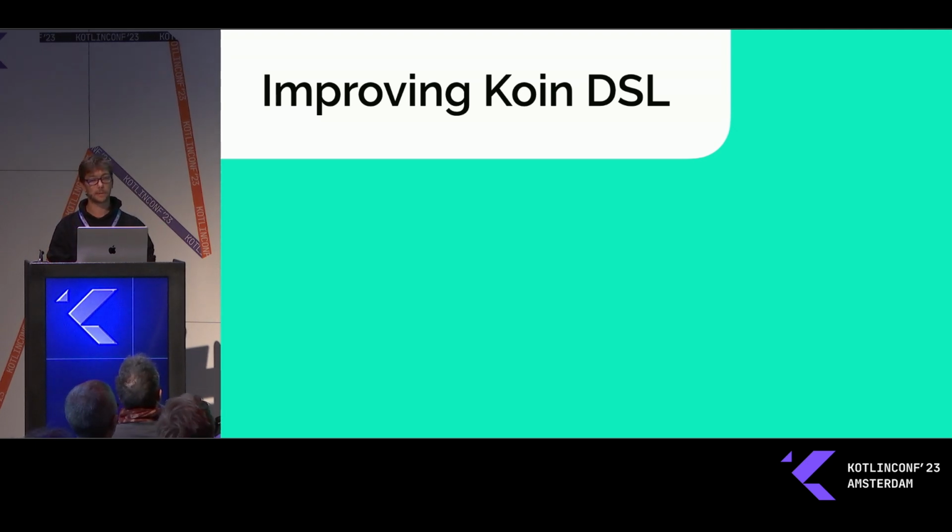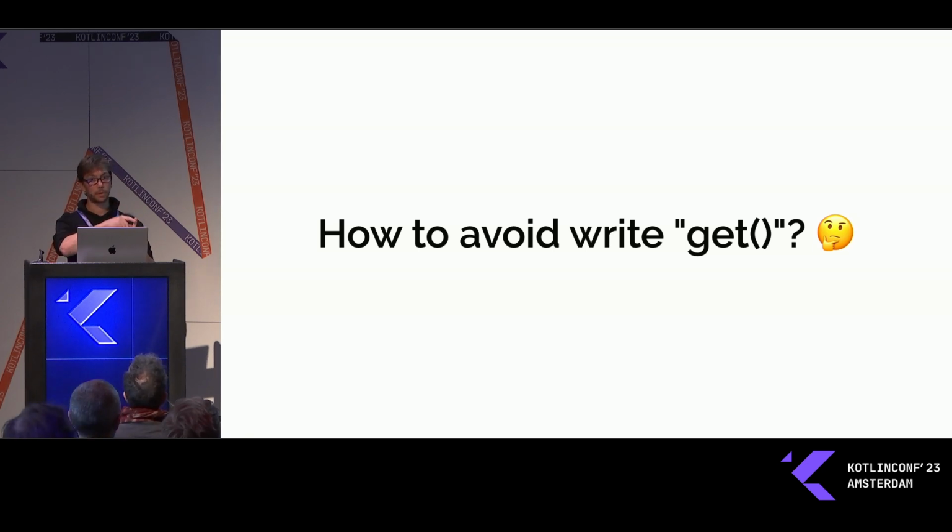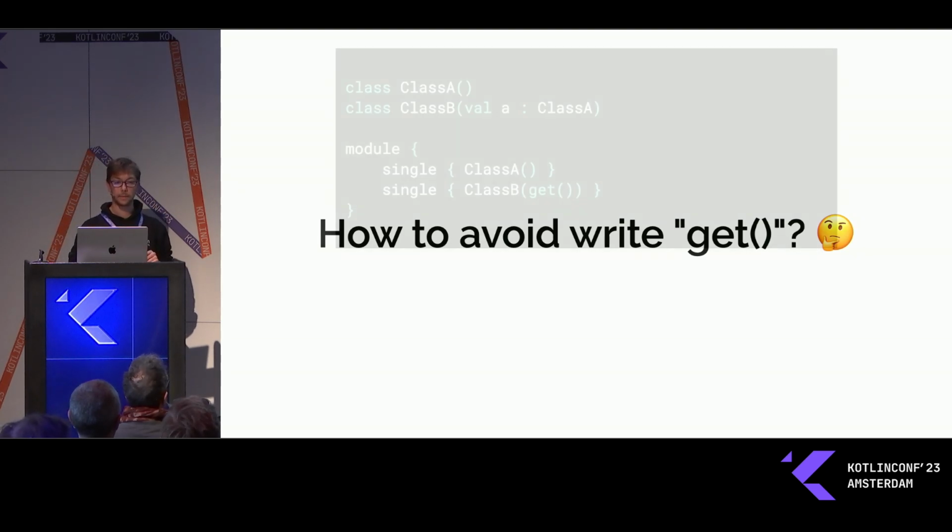We had lots of feedback from people that say, hey, Koin is great, but really having dozens of gets per line is really annoying. Then the good question, how can we avoid having those gets everywhere? Because finally, the thing inside Koin is that we are not making any introspection. We are not making any reflection on your code. Then we are just executing your code inside the DSL.